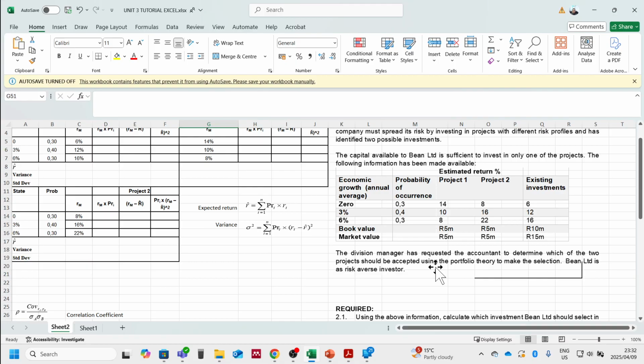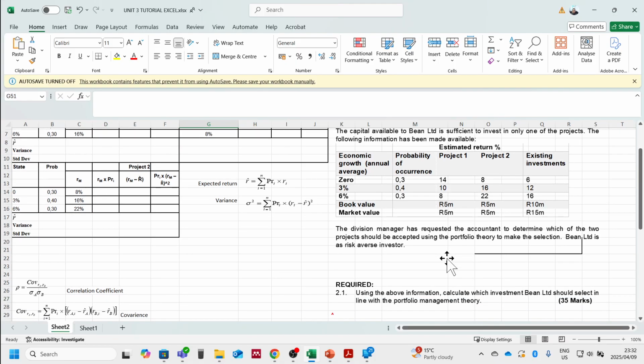If they are risk indifferent or risk neutral, it means that they only accept risks that match the return, where the returns are actually higher than the risk. But risk averse investors can take a risk up to a certain limit. So this will also influence the decision that you'll have to take between project one and project two.